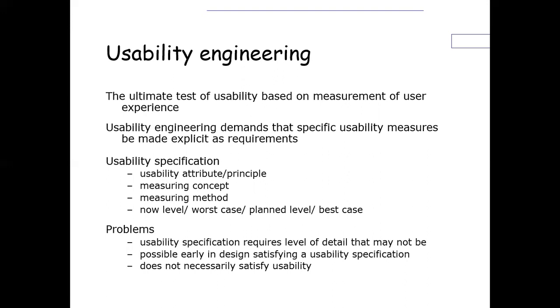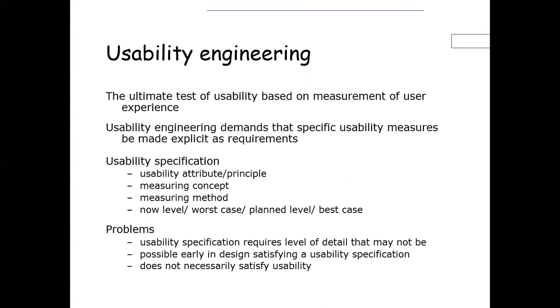The first one is usability attribute or principle. It is a particular usability attribute of interest. The next one is measuring concept. It is an abstract attribute made concrete by describing it in terms of the actual product. The next one is measuring method. The measuring method states how the attribute will be measured. The next one is now level or worst case or planned level or best case. Now level indicates the value for the measurement with the existing system.